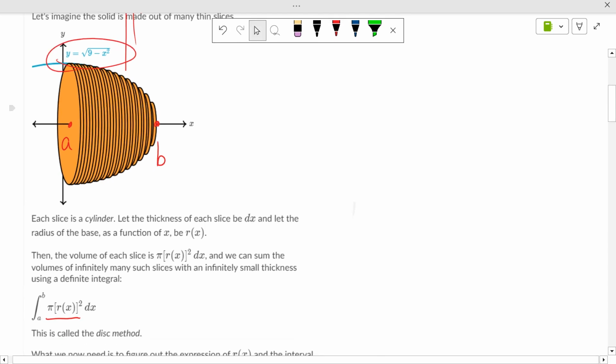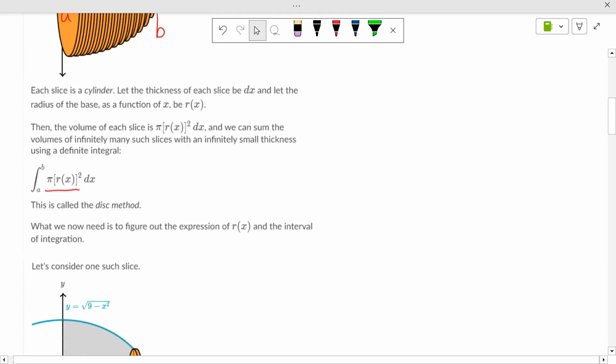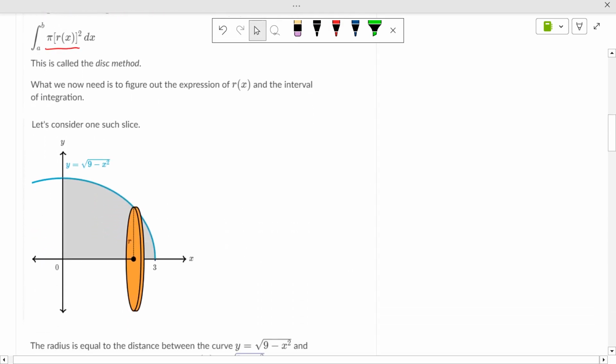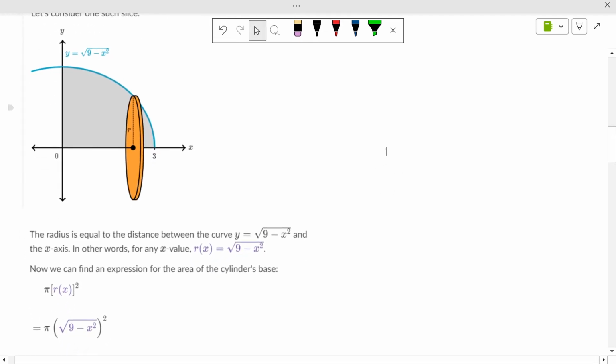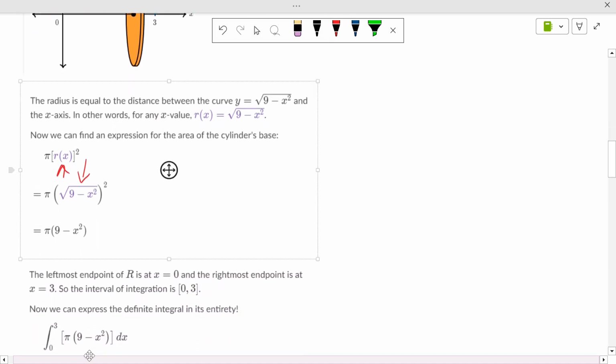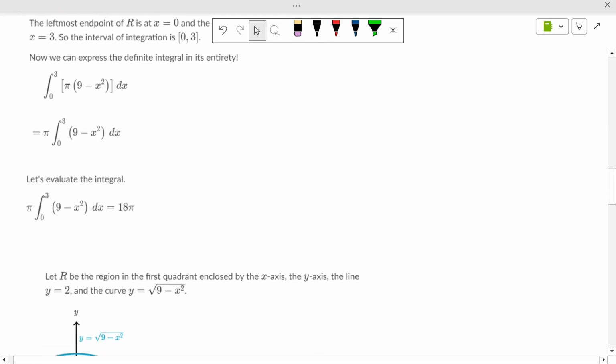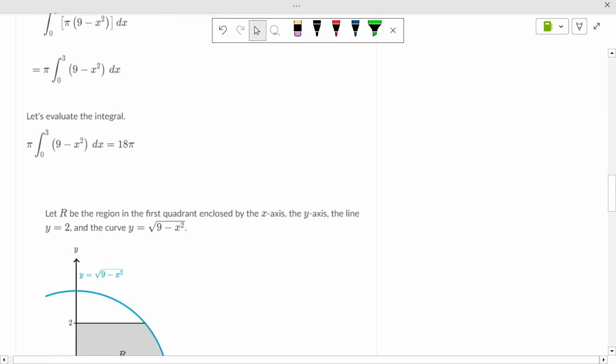So when you wrap around the x-axis, you solve for y. You're going to basically replace the r in the expression with what the function is when you solve for y. If we square that, it's just that. We integrate that, take the pi out, integrate, and you'll get 18 pi.